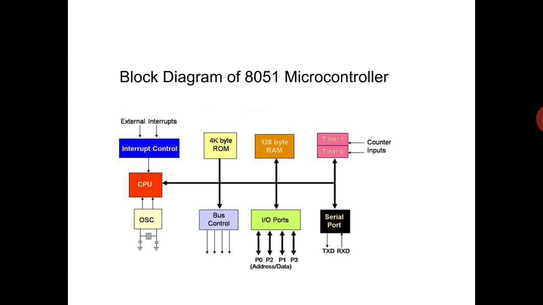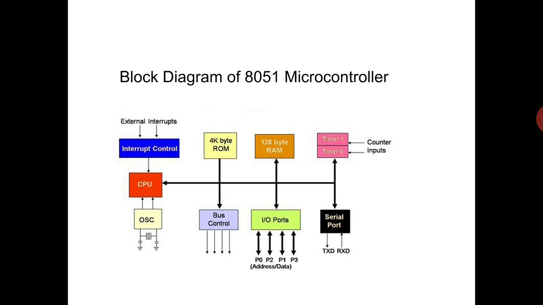Next is the RAM, whose size is 128 bytes. This RAM is used to hold the operands or results of an operation. Means this RAM saves the data.